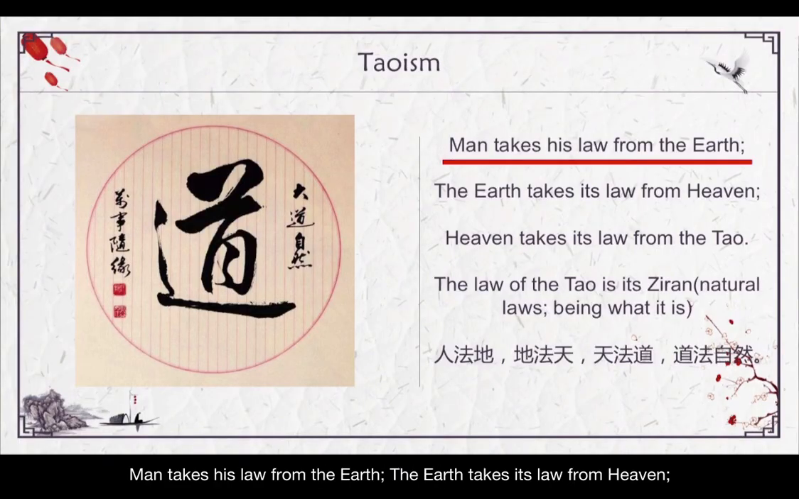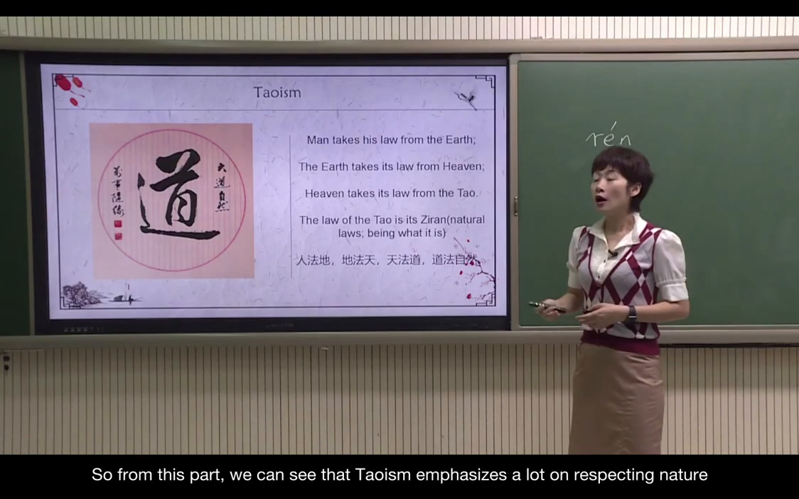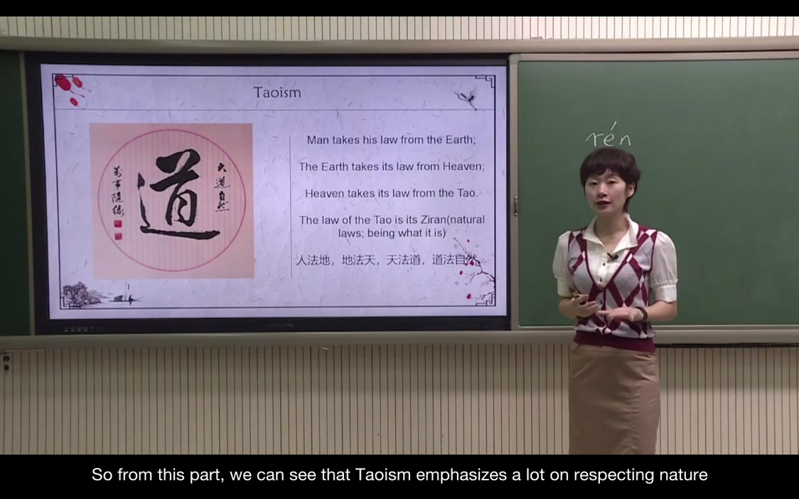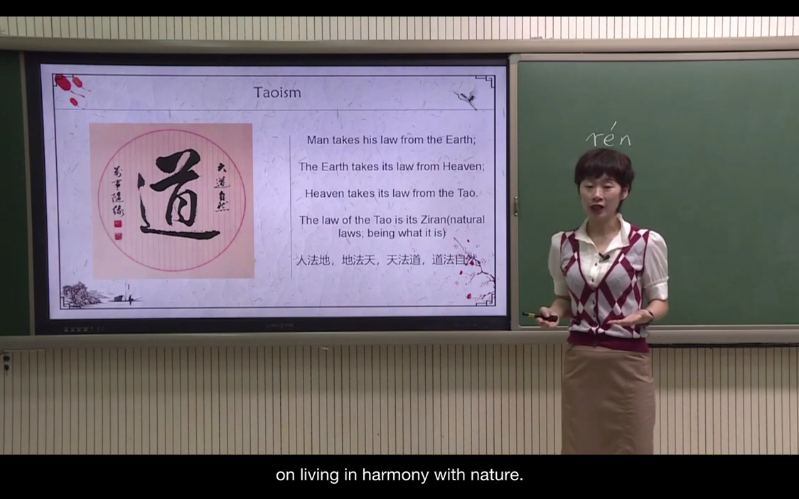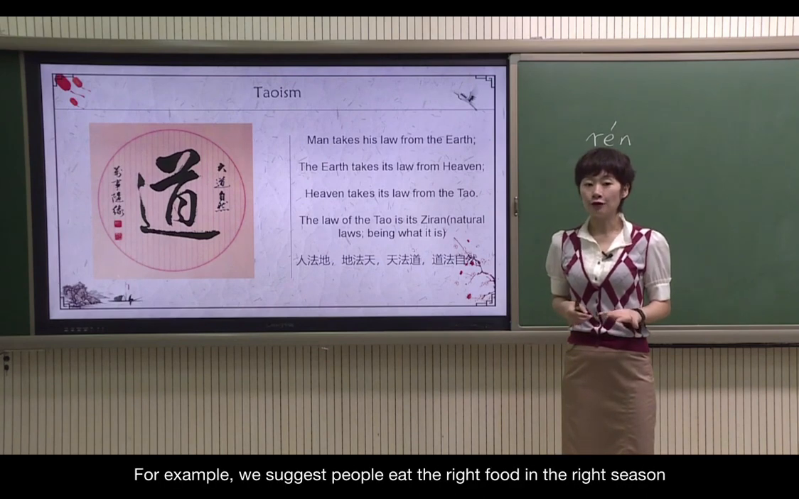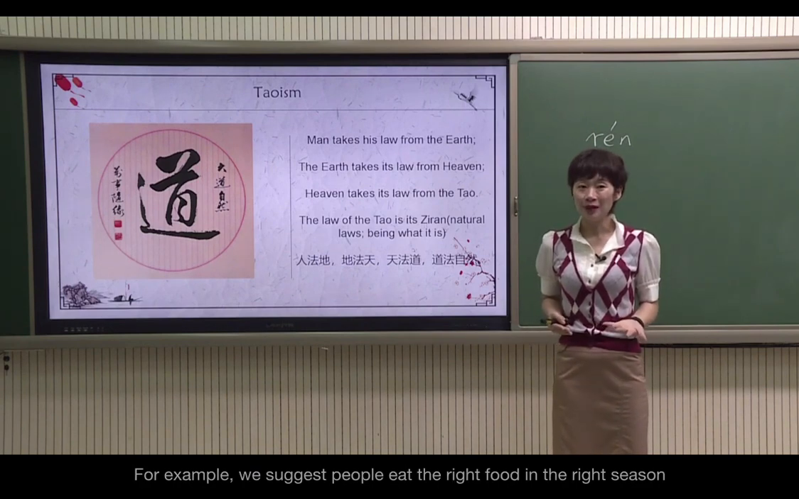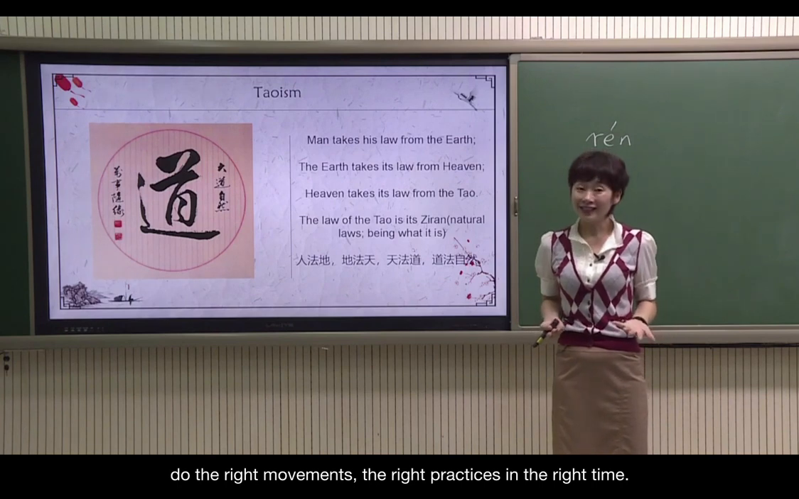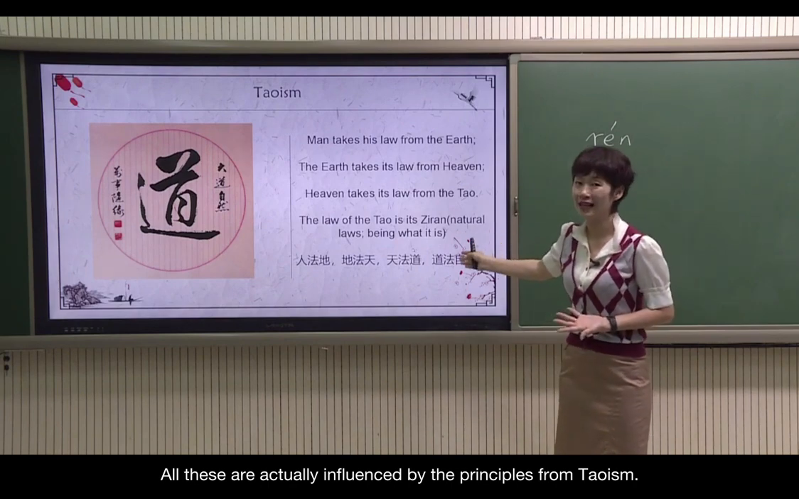Man takes his law from the earth. The earth takes its law from heaven. Heaven takes its law from the Tao, and the law of the Tao is its 自然, that is the natural laws. So from this part, we can see that the Taoism emphasizes a lot on respecting nature, on living in harmony with nature. And this also can be seen from some important principles in TCM. For example, we suggest to people eat the right food in the right season, do the right movements, the right practices in the right time. So all this is actually influenced by the principles from Taoism.